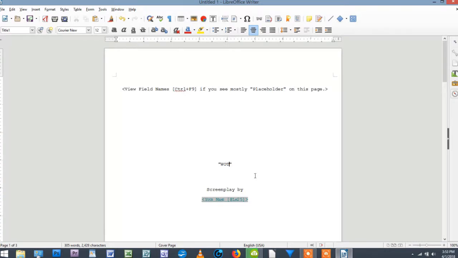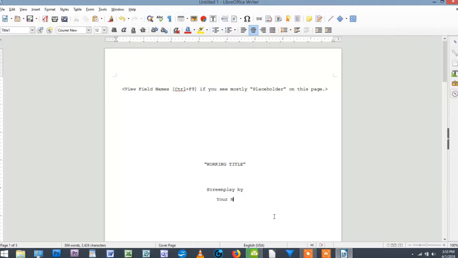About a third of the way down the cover page, centered and in all capital letters, is the title. And 4 lines down, centered, is Screenplay By, and then 2 more lines down, the writer's name. You can put a pseudonym in if you so desire.